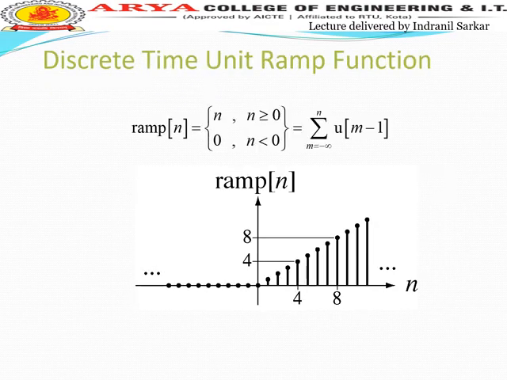Discrete time unit ramp function. Ramp[n] is equal to n when n is greater than or equal to 0 and 0 when n is less than 0, and it is represented as the summation of m equal to minus infinity to n of u[m-1]. Here the ramp signal is represented in a discrete form.